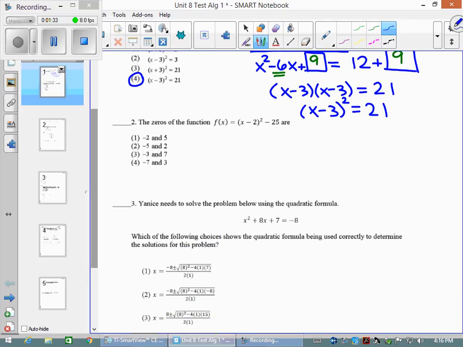Question 2 says, what are the zeros of this function? One way to approach this would be to type all of your choices in for x, store them, and see which ones make your equation equal to 0. Or I can actually solve this algebraically. If I'm looking for the zeros, that means my y value is 0, and I need to solve for x.